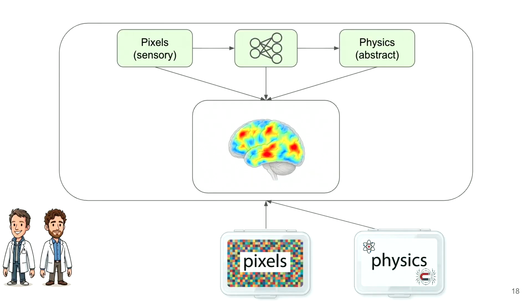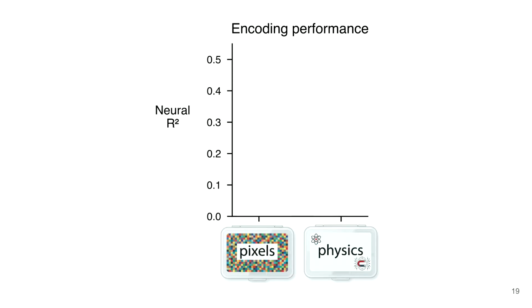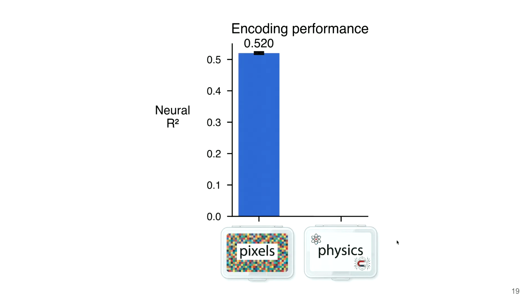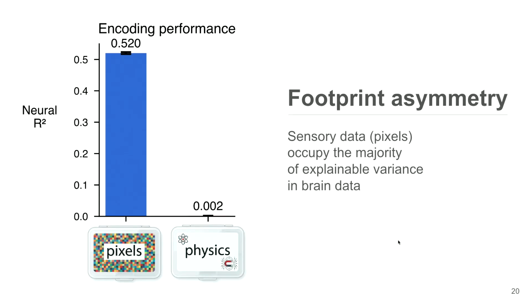Okay, but we have an easier job here, actually. We're operating with the ground truth representations that we know are present in the model and its brain representations. So we applied a brain encoding approach, a linear regression, trying to map from either the pixel representation of a scene or the model's physical outputs onto individual neuron activations. And we see that pixels predict neuron activations quite well across scenes, whereas physical information barely does at all. So again, just a very simple illustration of the asymmetry to begin with, that sensory data occupy the majority of explainable variance in the brain data.